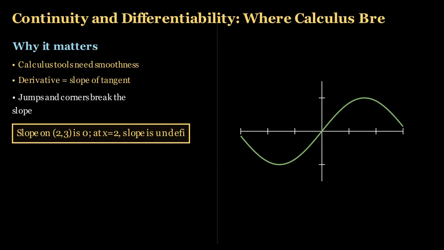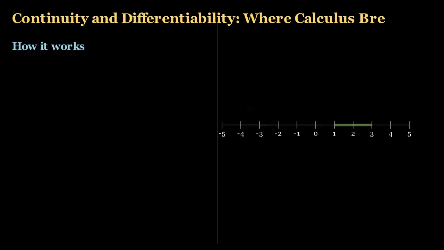A function is continuous at a point a if three things hold. The function is defined at a, the limit as x approaches a exists, and that limit equals the function's value. For our floor function at an integer, say 2, the left-hand limit is 1, coming from numbers like 1.9, the floor is 1. The right-hand limit is 2, from 2.1, the floor is 2. Since left and right limits differ, the two-sided limit does not exist, so the function is discontinuous at 2.